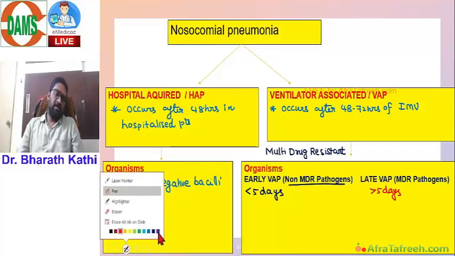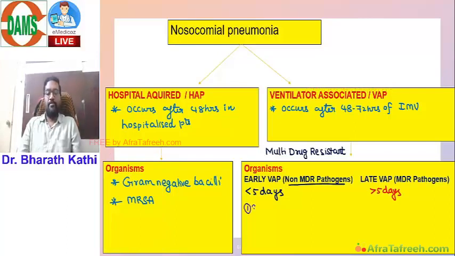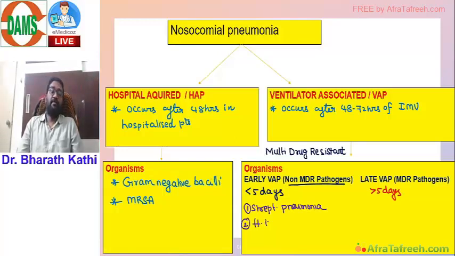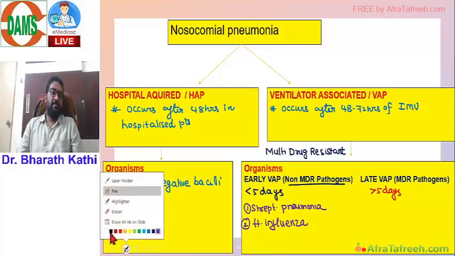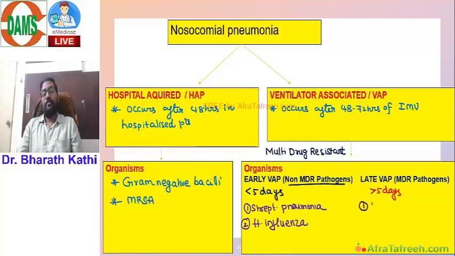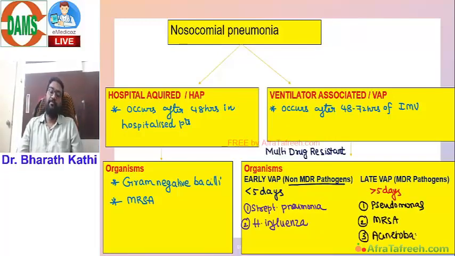So what are the good organisms? Streptococcus pneumonia and H. influenza. Now what are the dangerous organisms? Pseudomonas, its best friend staph, and their newfound love, Acinetobacter.